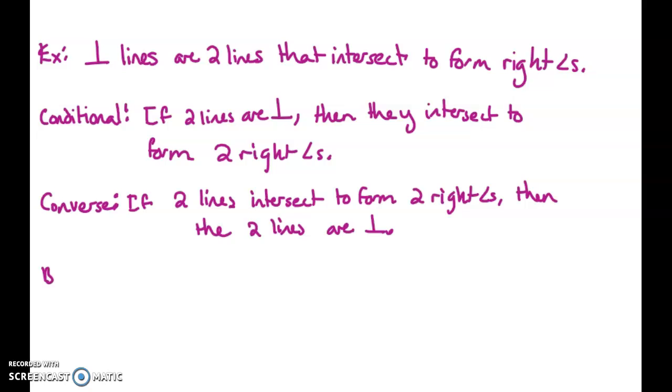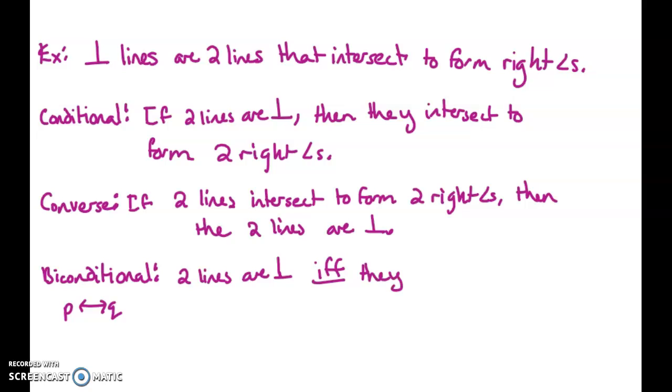All right, so we can use the definition. We can write it as an if-then statement. That's a conditional. We can write it as a converse, which is where we reverse the order. And we can write it as a biconditional statement. Okay, keep in mind, that's where we can go both directions. So we can do two lines are perpendicular if and only if, that's my abbreviation, if and only if they intersect to form two right angles. And that completes our foldable.